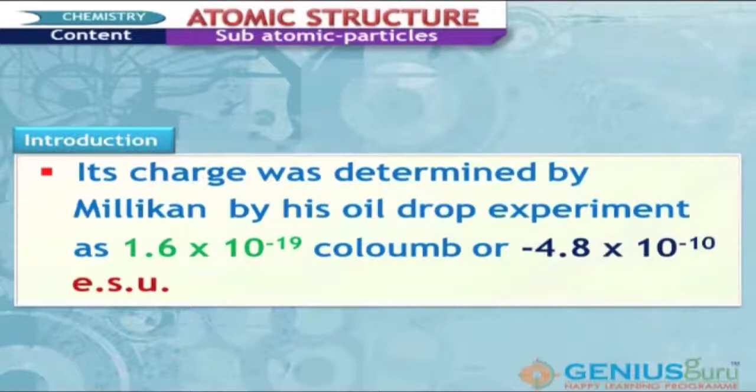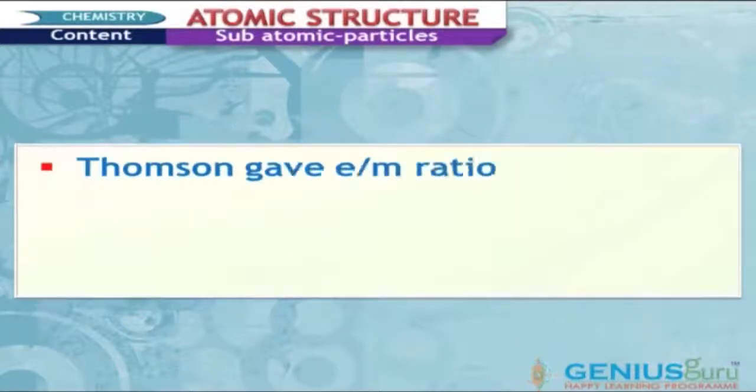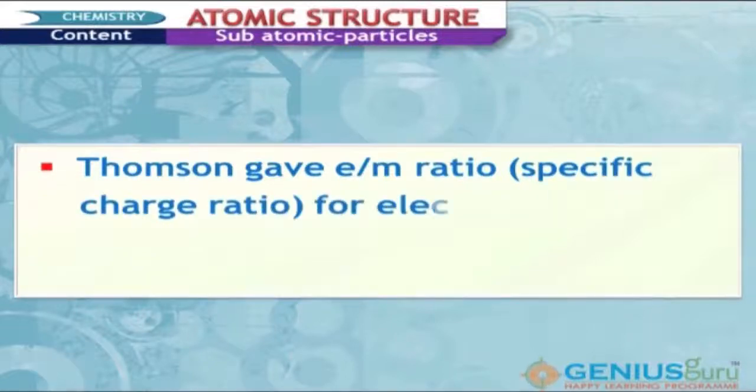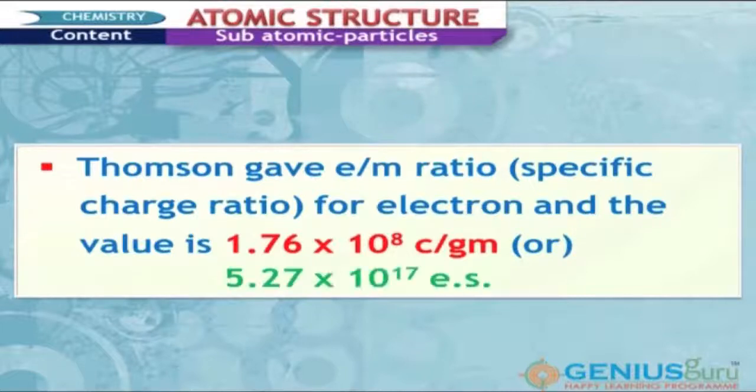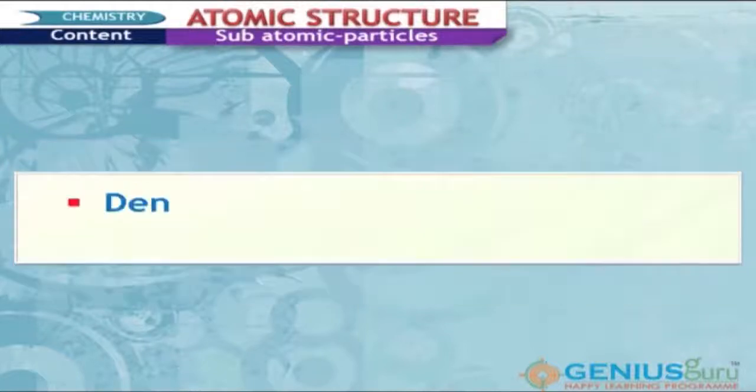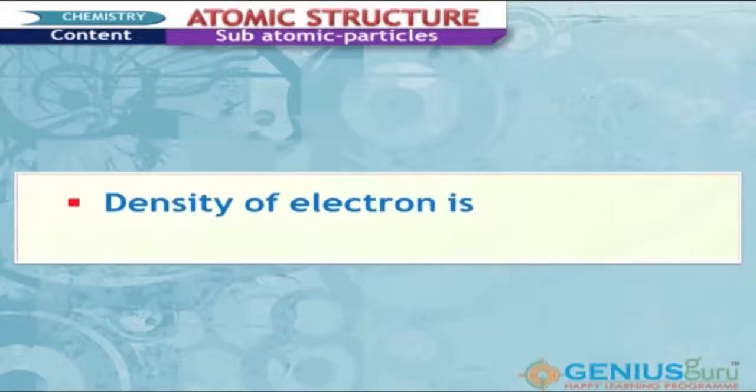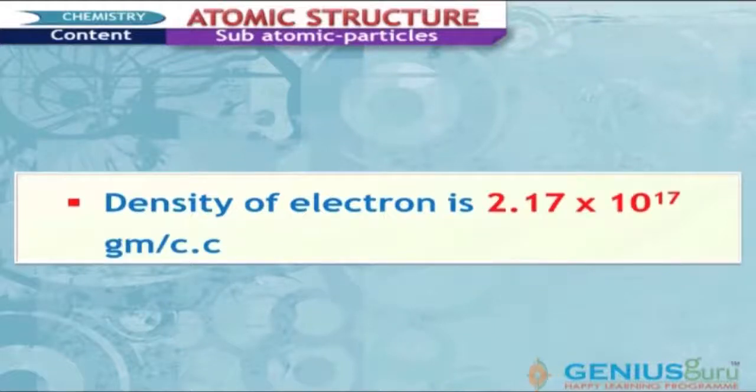That is called ESU. Thomson gave the e by m ratio, that is the specific charge ratio for an electron, and its value is 1.76 into 10 power 8 coulombs per gram, which is 5.27 into 10 power 17 ESUs per gram. And also the density of the electron, which is the ratio between mass and volume, is 2.17 into 10 power 17 grams per cc. So these are the properties of electrons.